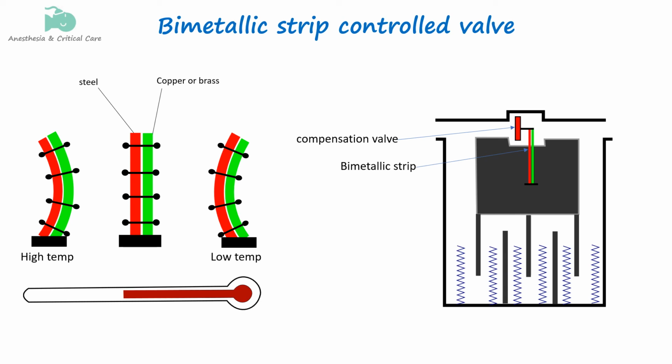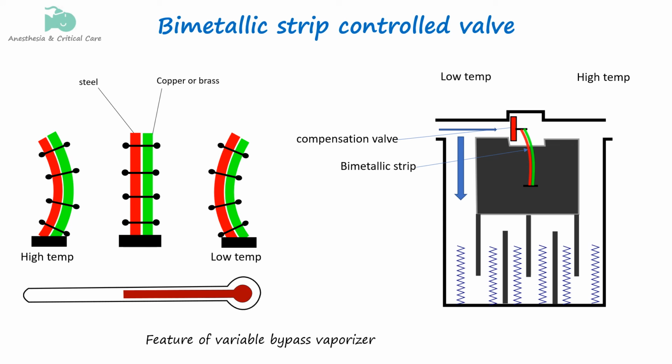When the ambient temperature increases, the strip bends in a way that increases the flow into the bypass channel and reduces the flow to the vaporizing chamber. This decreases the amount of gas that picks up anesthetic vapor. When the temperature decreases, the strip bends in the opposite direction, increasing the flow into the vaporizing chamber, compensating for the reduced vapor pressure by allowing more gas to pick up the anesthetic vapor. Bimetallic strips are specifically utilized in variable bypass vaporizers, which allow for automatic and precise control over the concentration of anesthetic delivered to patients.